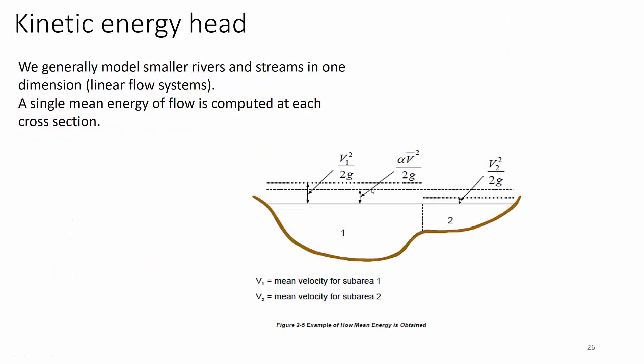Remember, we talked about the kinetic energy head. We can calculate that. We generally model smaller rivers in one dimension, which is linear flow. A single mean energy of flow is computed at each cross section. But you can do that for different areas, for different depths, and for different parts of the channel. Water's moving more slowly in the vegetated side channels than in the unvegetated river channel, for example. So different depths give us different velocity profiles.